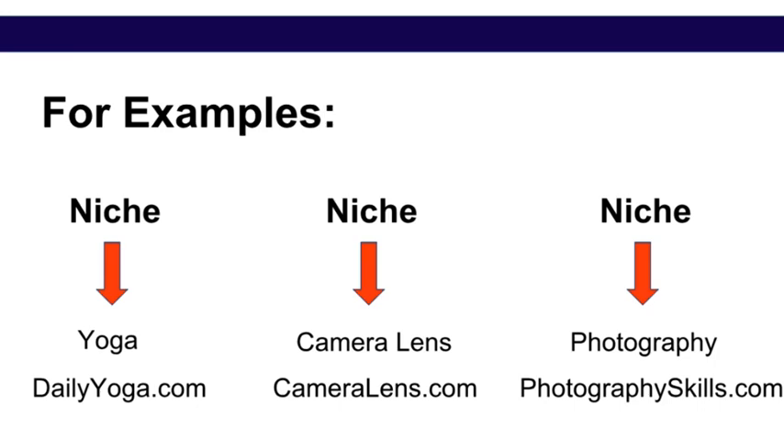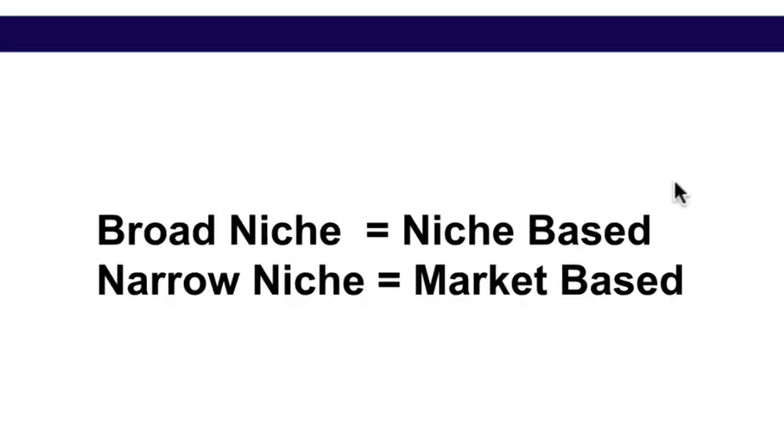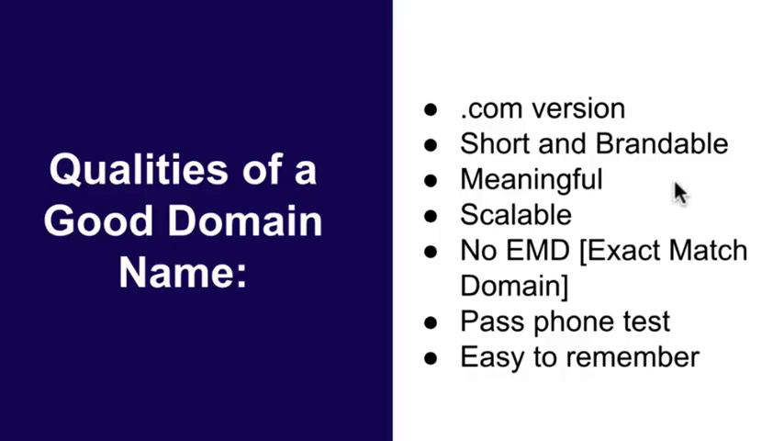So the problem here is, if you register a niche based domain name and if your niche is not broad, then you will never be able to scale your blog. So to conclude, if your niche is a broad niche, then register a niche based domain name, something like dailyyoga.com. Or if your niche is a narrow niche like camera lenses, then you should always register a market-based domain name, something like photographyskills.com. Let's move on.